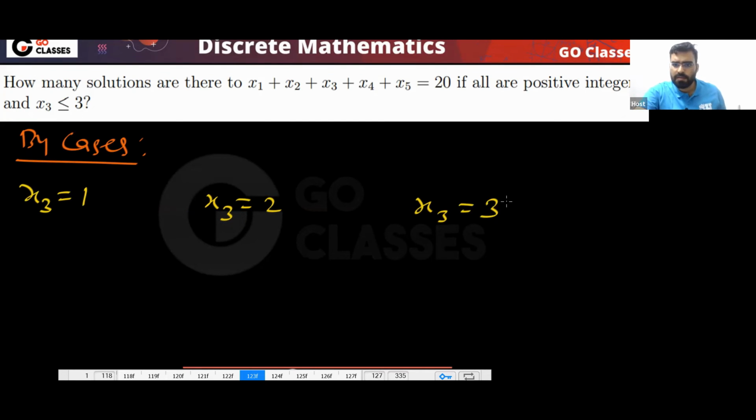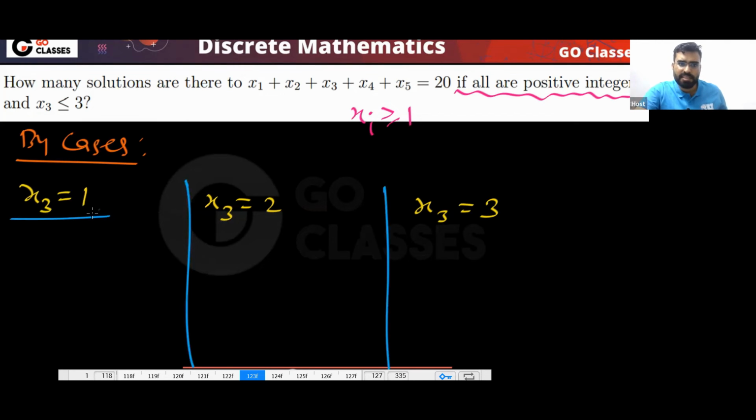Agree? These are the cases I can create because all are positive integers. So each xi is greater than or equal to 1. Tell me what will be the answer in this case. x3 is 1. So to everyone you give 1 each. Now x3 is out of the picture.